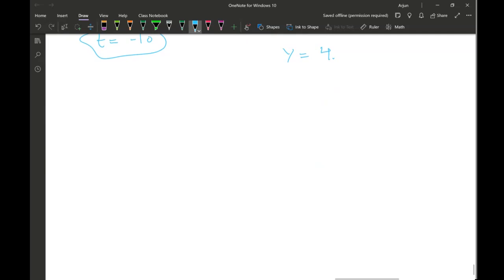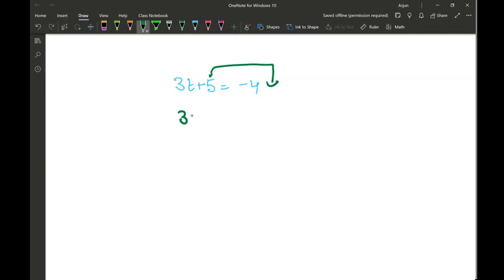Okay, now let's jump into some more complicated problems. The question is 3t plus 5 equal to minus 4. I wanted to solve for t. So first of all, I have to move it on the other side. So 3t equal to minus 4 minus 5 equal to minus 9. Dividing both sides by 3 now, and then the final answer will be minus 3.